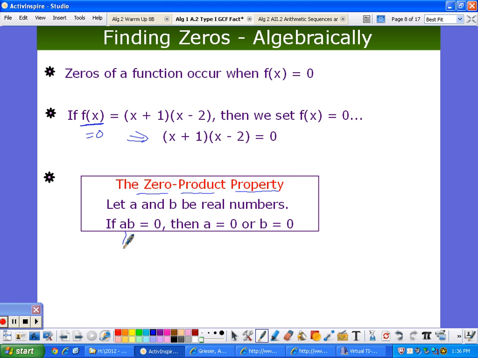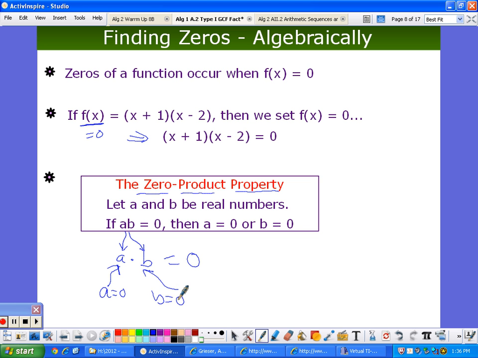It says if you are multiplying two things, like an A and a B, and it works for more than 2 things, or 3 things, or 4 things, or however many things you want to multiply, if it equals 0, what has to be true of A or B? One of them has to be 0. So it could be that this one, the A, is 0, because 0 times anything is 0. Or it could be B.